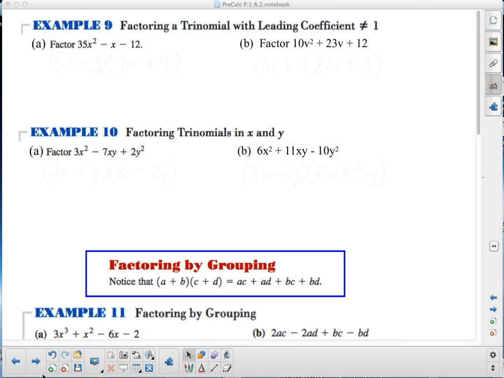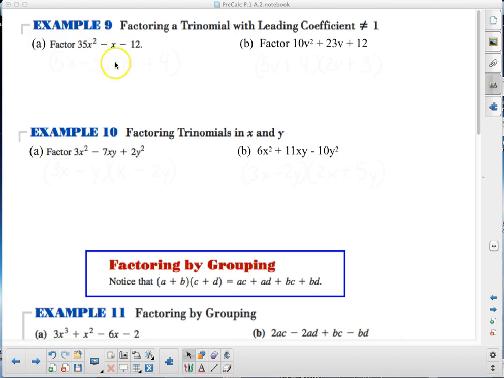And we got 4 sets of examples left. Let's look at example 9, factoring a trinomial with leading coefficient not 1. So now I got to play with my factors. I looked at the factors of 35: 1 and 35, 5 and 7. And I look at the factors of 12, which is 1 and 12, 2 and 6, 3 and 4. A set of those combinations is going to help me.